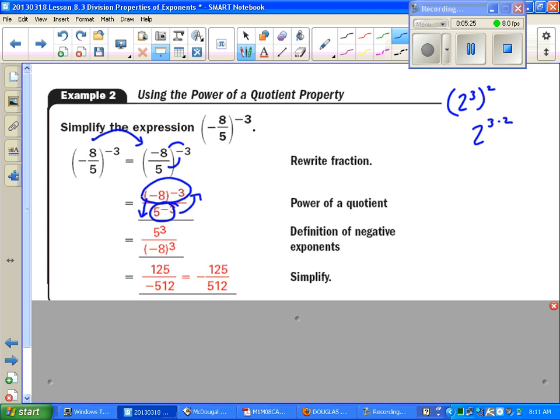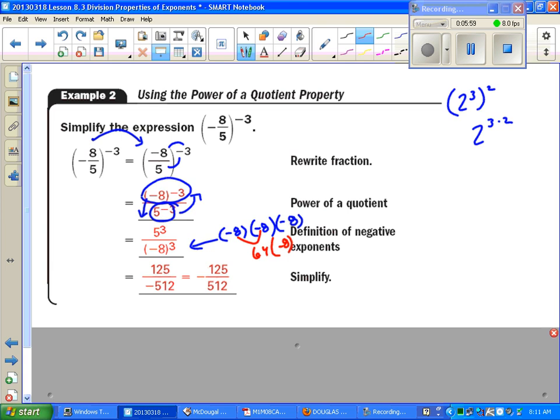So 5 to the positive third is 125 over negative 8 to the positive third. If you need to look at this step here, it's just negative 8 times itself 3 times. Notice a negative times a negative. The first one will give you a positive 64, and then when you multiply that by another negative 8, it goes back to being negative, in this case 512. And then they just move the negative back out to the front of the fraction. Negative 125 over 512. That's simplified for us.